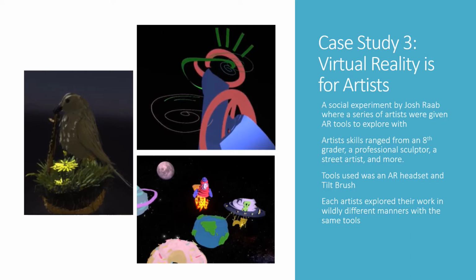My third case study was an experiment entitled Virtual Reality for Artists, which was a social experiment that was produced by Josh Rabb through New York Times, where a series of artists were given AR tools to explore. These artists ranged in skills from an 8th grader to a professional sculptor to a street artist, and each and every one of them managed to produce different, very unique art that is emblematic of their specific styles.